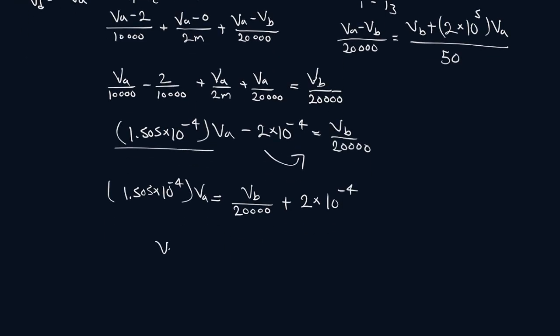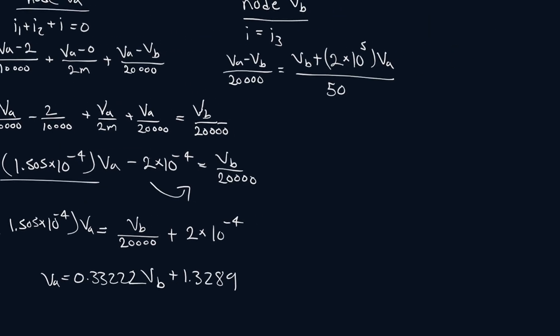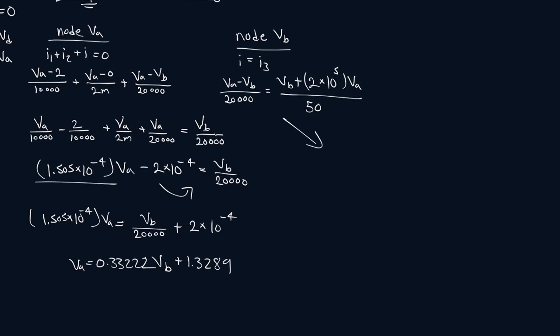Alright, and now let's solve for VA. So VB is 1 over 20,000, which is 5 times 10 to the power of minus 5, divided by 1.505 times 10 to the minus 4. That's 0.33222 VB. Then 2 times 10 to the power of minus 4 divided by 1.505 times 10 to the minus 4. That's 1.3289. Okay, now let's focus on this one.